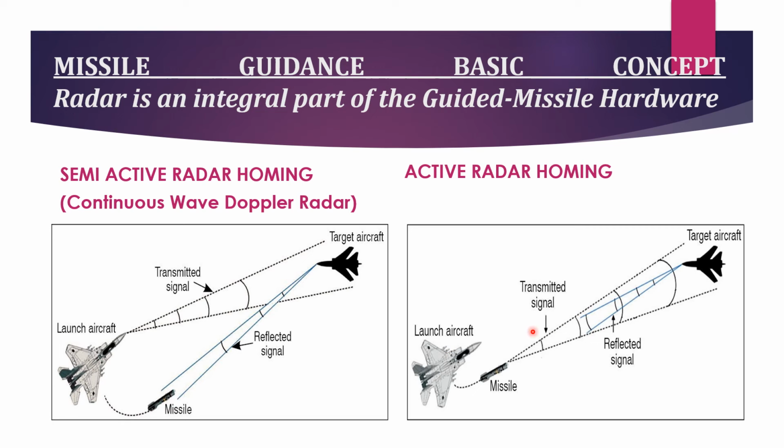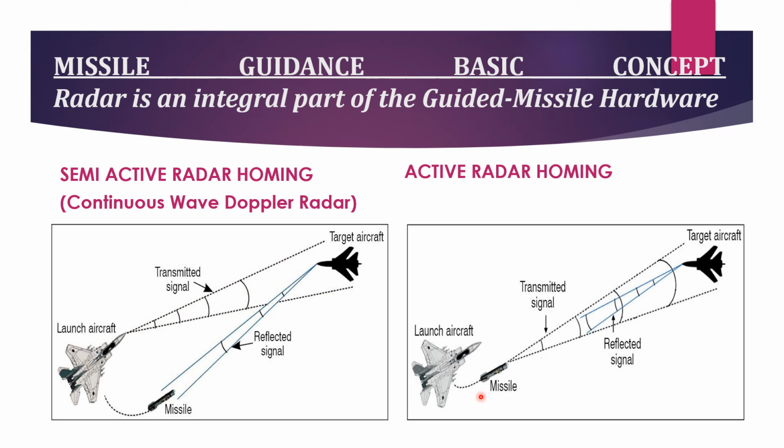In active radar homing, actually this is very dangerous, because it also exposes your launch aircraft towards the target aircraft, because there is an exchange of information between both. But if you don't want your launch aircraft to come into the scene, and if you want to hide your aircraft, you use active radar homing. In active radar homing, actually the launch aircraft will not be in the scene.